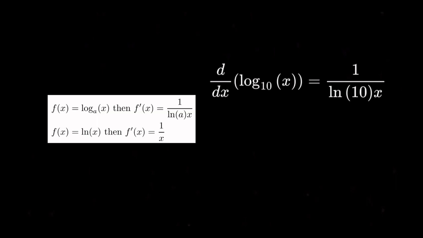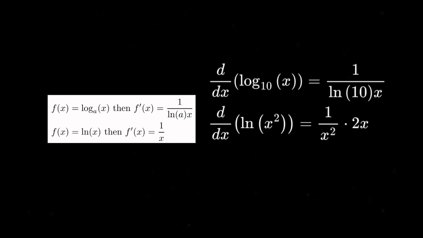And then also we can learn how to do the derivative of the natural log of x, which is just going to be 1 divided by x. So, for example, we have the natural log of x squared, whose derivative will be 1 divided by x squared times 2x because of chain rule, since we have to multiply by the derivative of the inner function, which is 2x. If we simplify that, we get 2 divided by x.